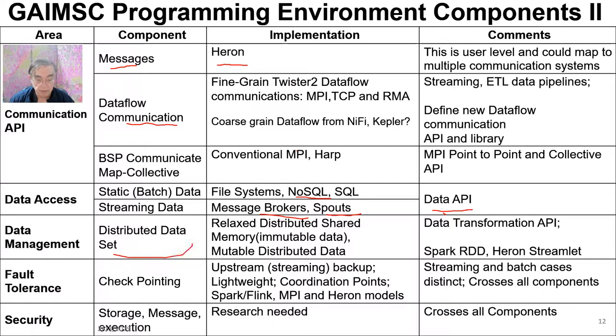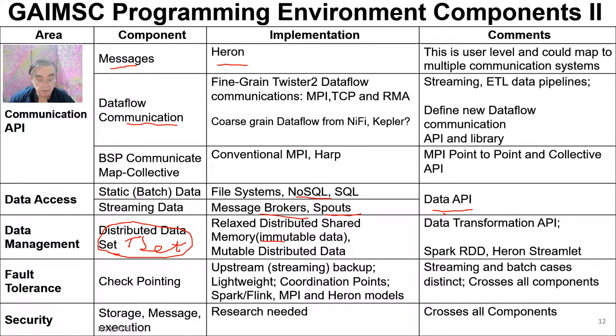We have the distributed data set. Recently, most of our effort has been on that, which is what we call T-sets and the Twister2 data sets. And it's distributed, it's executed in a relaxed fashion only when necessary. And it's immutable, so RDDs create new RDDs, and so T-sets create new T-sets. And so we have to support that creation of new T-sets. And we have transformations. Remember, Spark had 80. We don't have 80, but we have to have some of those Spark operators.